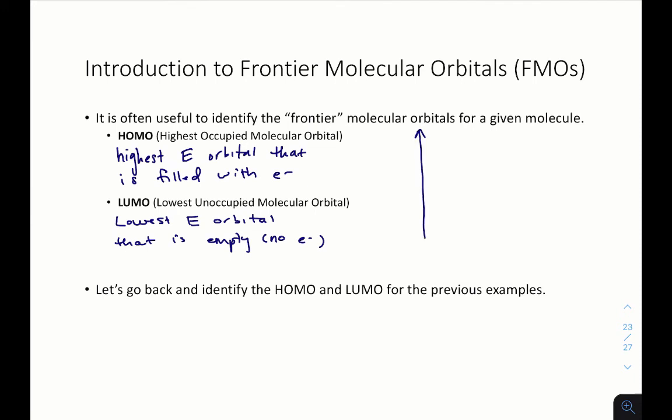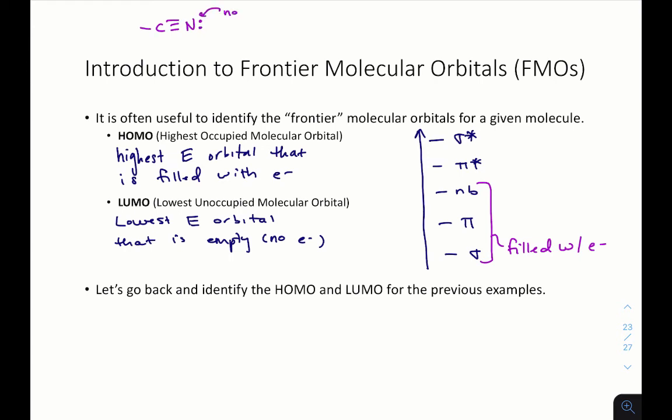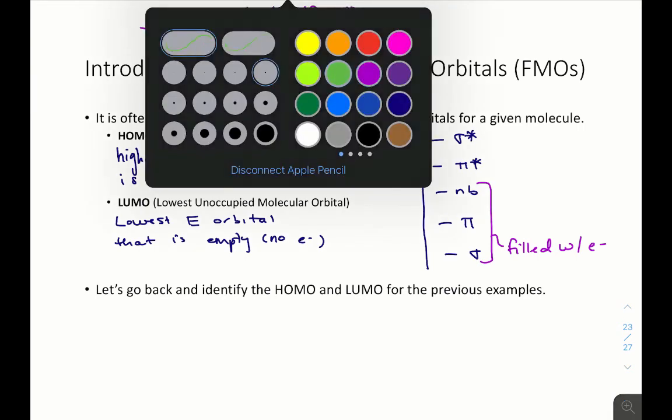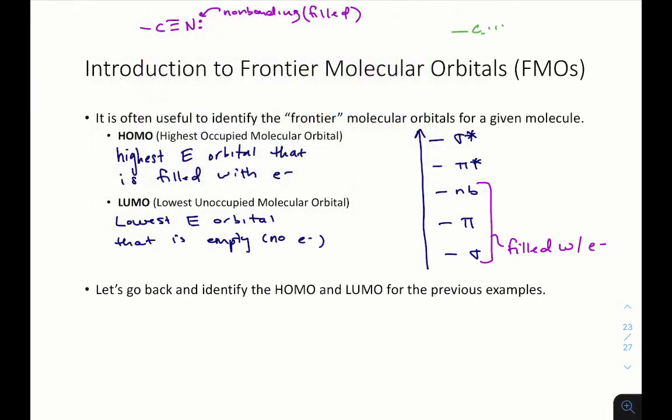Before we go back and identify the HOMO and LUMOs for the previous examples, let's just think about what types of orbitals might be HOMOs and LUMOs in general. Which of these orbitals are typically filled? Yes, definitely the sigma and pi bonding orbitals, otherwise there wouldn't be a bond. And then often the non-bonding are filled as well. So we saw in the previous example for acetylene this non-bonding pair of electrons, which represented a filled orbital. However, we will see some examples where non-bonding orbitals are empty.